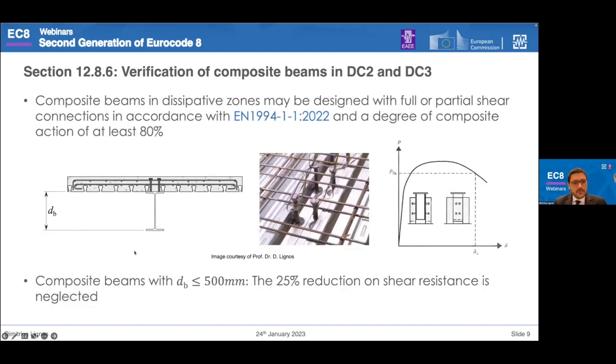Now, I think something that is quite important relates to verification of composite beams. As we know, composite beams in dissipative zones may be designed with full or partial shear connectors in accordance to Eurocode 4, and the degree of composite action of at least 80%. So this is the same between the current and the new provisions. However, while in the current version of Eurocode 8 there was an additional penalty of 25% reduction on the shear resistance that was flat regardless of the cross sections that you were using, in the new provisions for composite beams with depths less than or equal to 500 millimeters, which is quite typical in at least European design, the 25% reduction is waived.